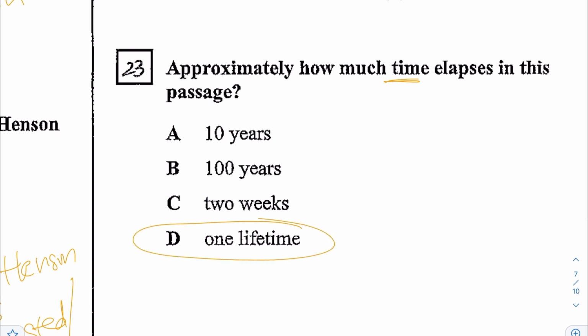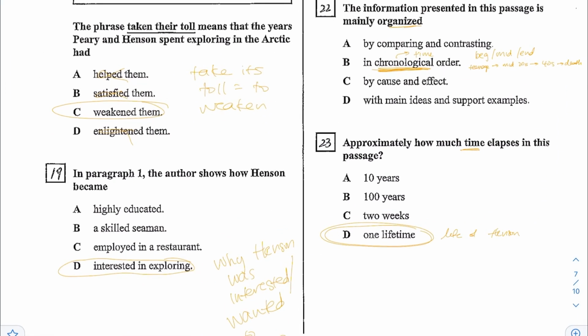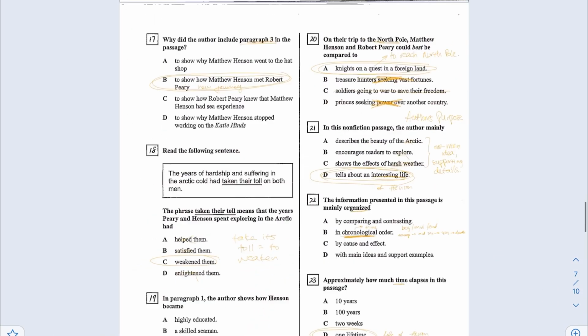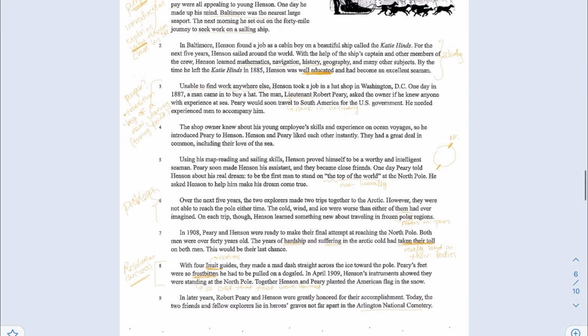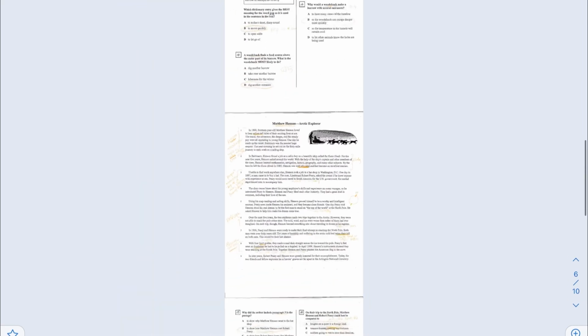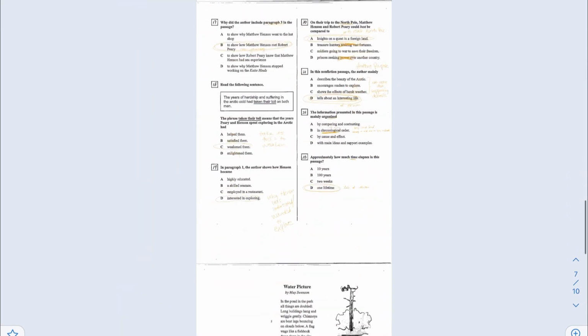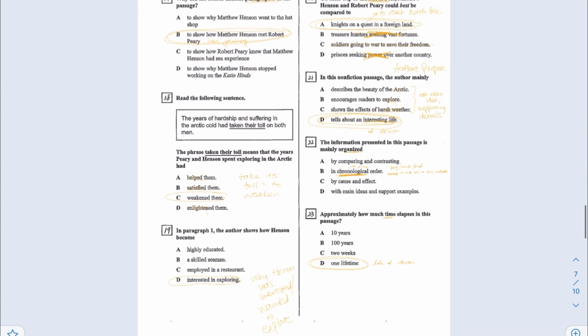So again, it's choice D, it's one lifetime, because it talks about the life of Henson from his childhood to his death. So just one lifetime. It's not exactly 10 years or 100 years. We don't really know when he died. It just says in later years. So just one lifetime here. And here's a summary for this page.